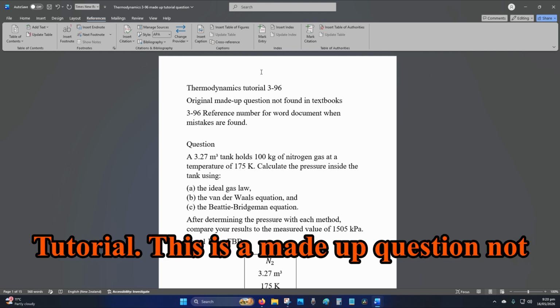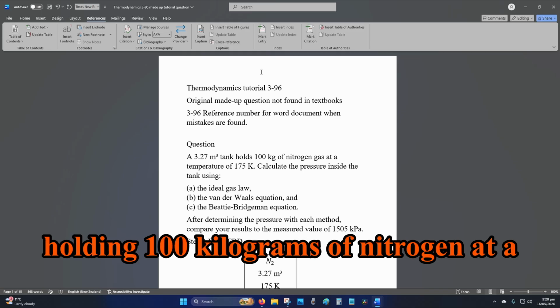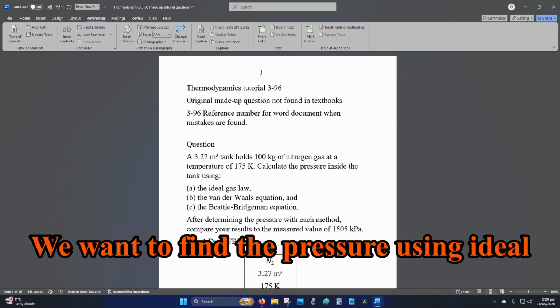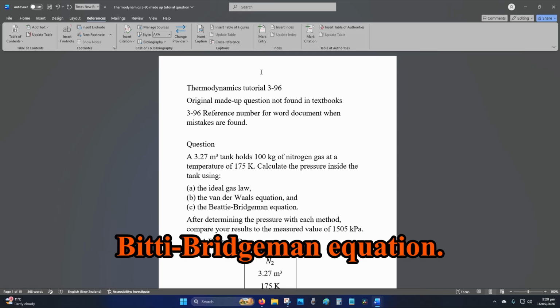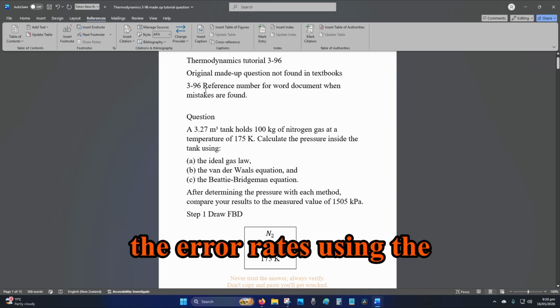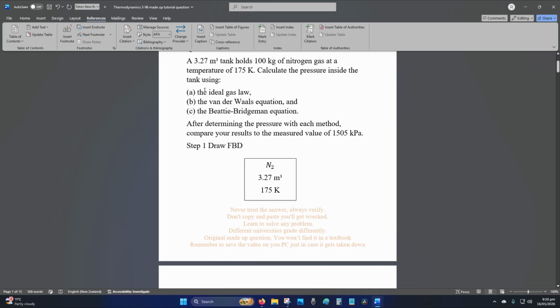This is a made-up question not found in your textbooks. We have a tank of 3.27 meters cubed holding 100 kilograms of nitrogen at a temperature of 175 Kelvin. We want to find the pressure using ideal gas, van der Waals equation, and Beattie-Bridgeman equation. Then we're going to compare them and get the error rates using the given value of 1505 kPa.